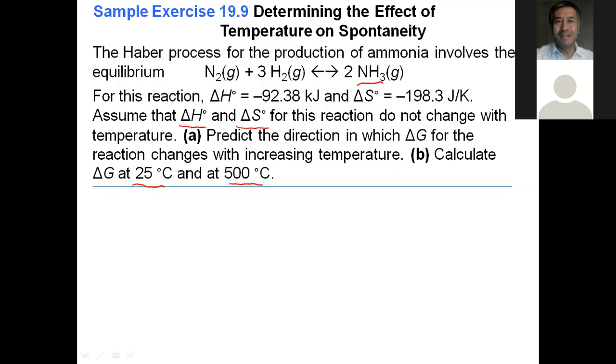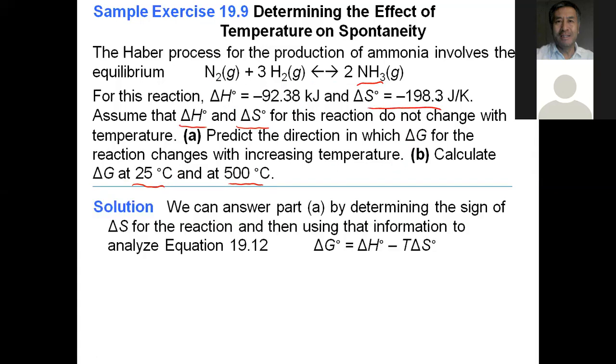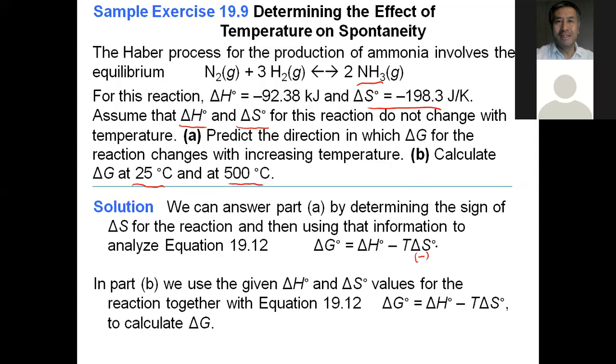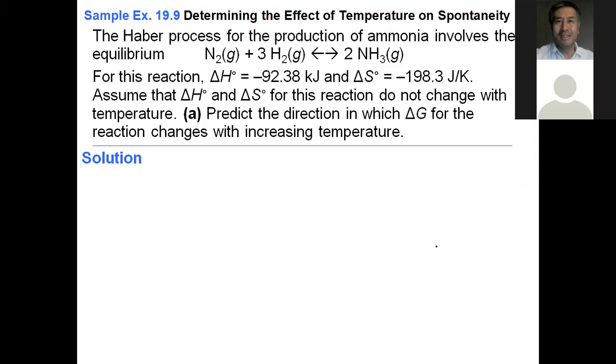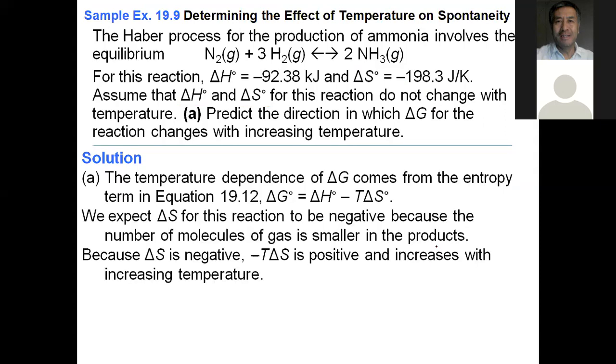So to predict how this delta G changes with temperature, we just look at this delta S. We will see what the sign of this delta S is. Then we are using this equation. So in this problem, this delta S is a negative number. So you subtract a negative number, which means you add a positive number. So on the next slide, we'll see if you add a positive number, then how big or how small is the positive number you add on?